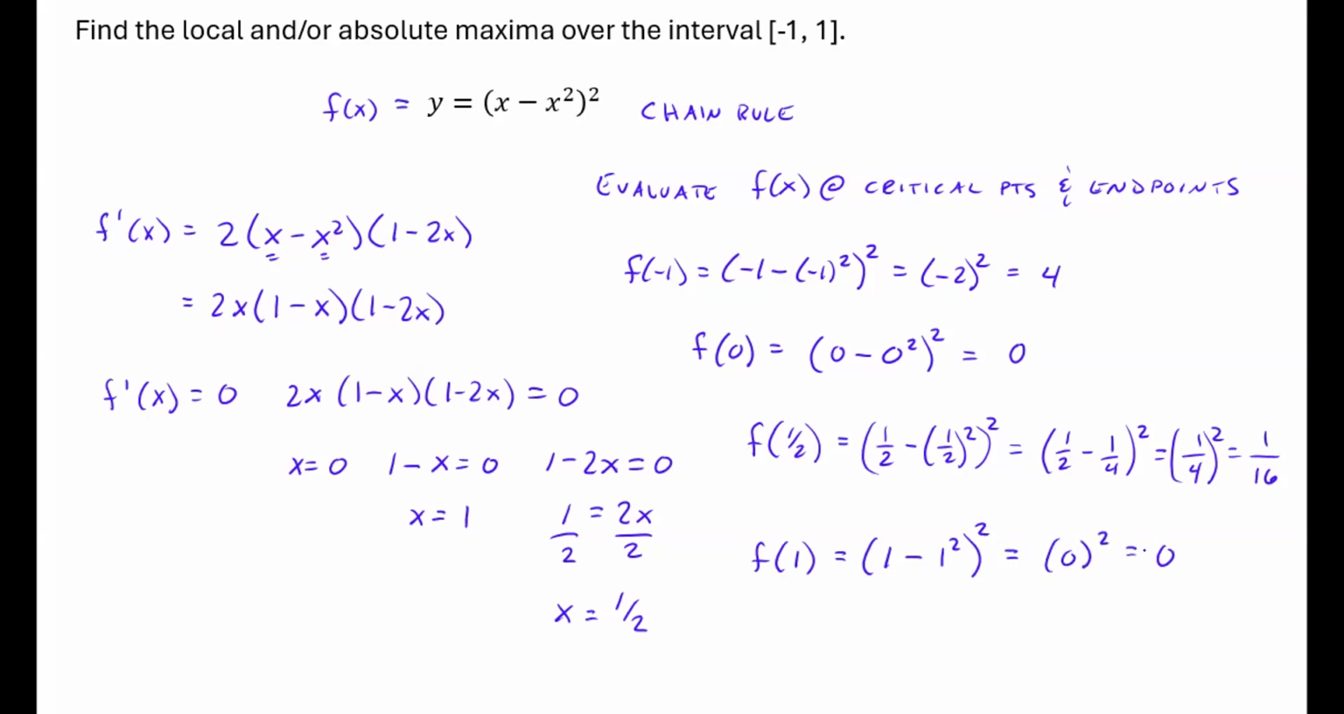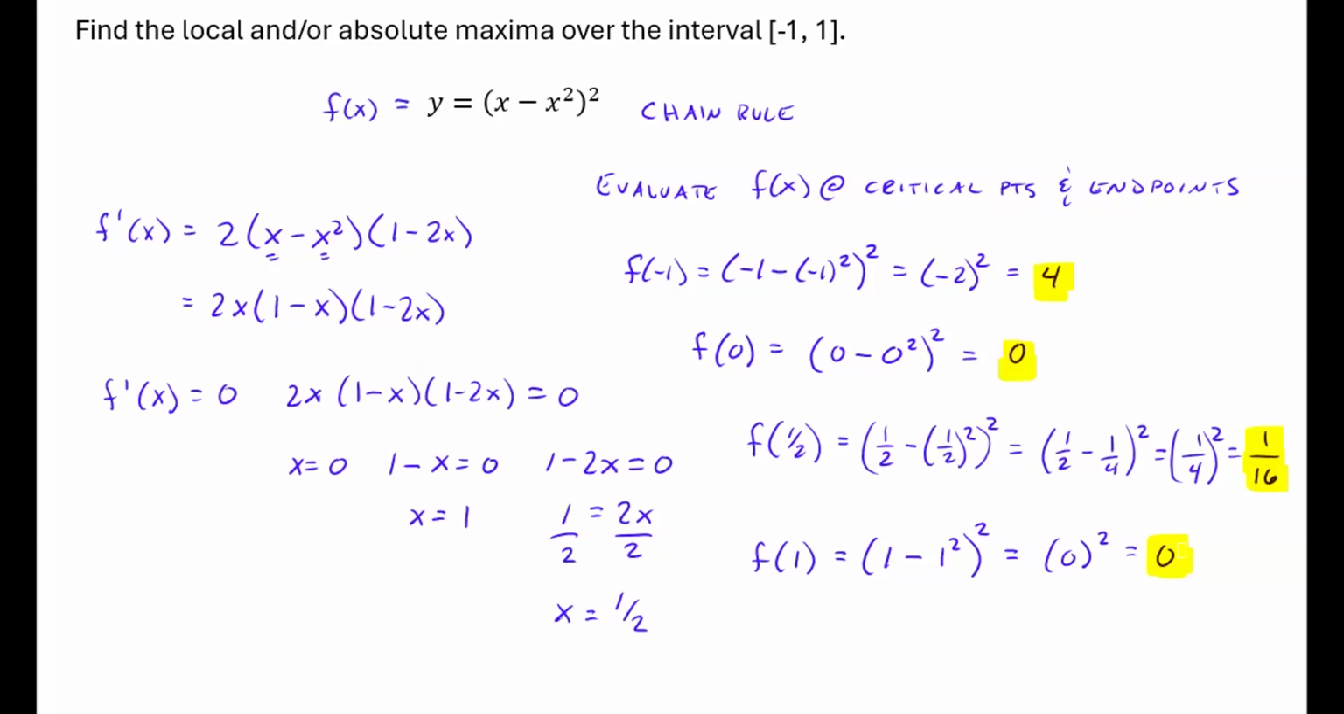So as you're looking at these values, keep in mind your local and absolute max values are y values, right? And so you're going to be taking a look at the four values you just found. We have 4, 0, 1/16, and 0. So as we look at each of those, the 4 will probably be our absolute max, right? That's our largest y value on that interval. And then the 1/16 will probably be a local max, right?